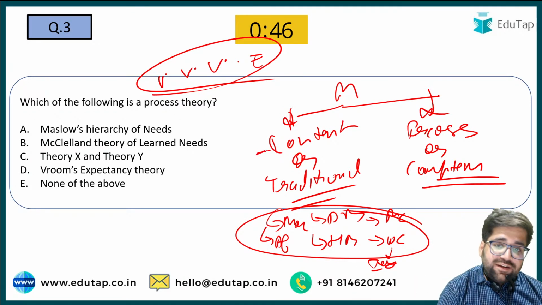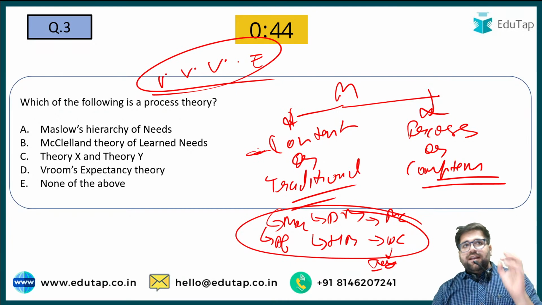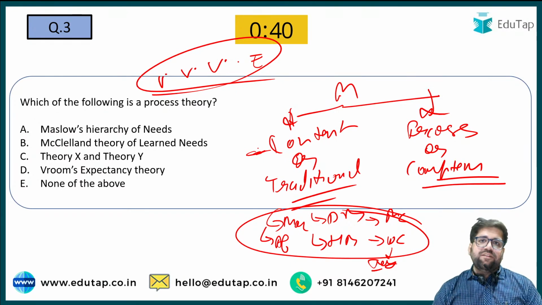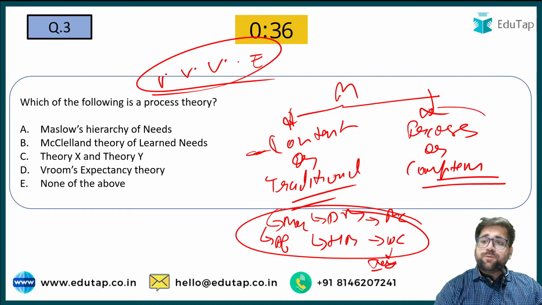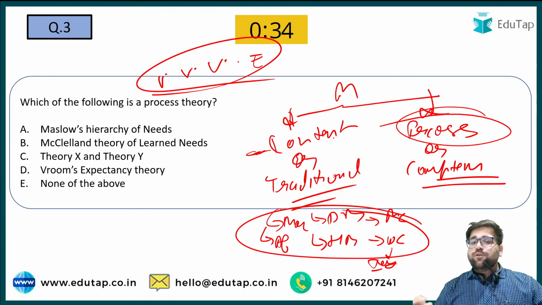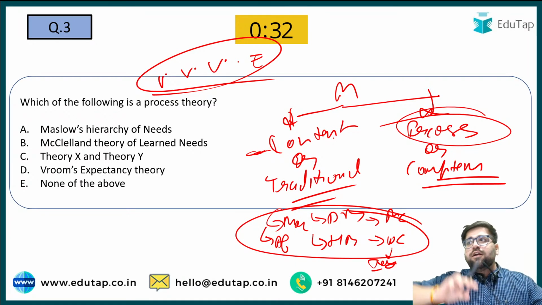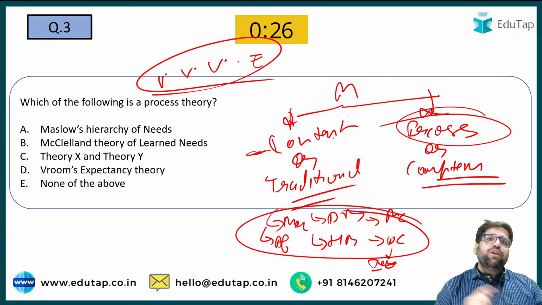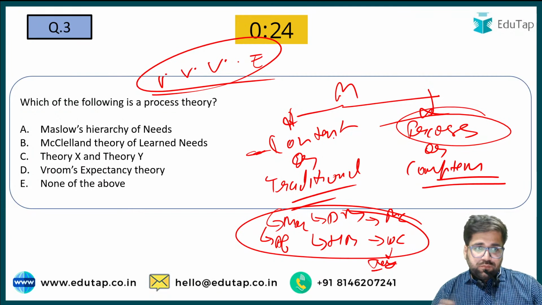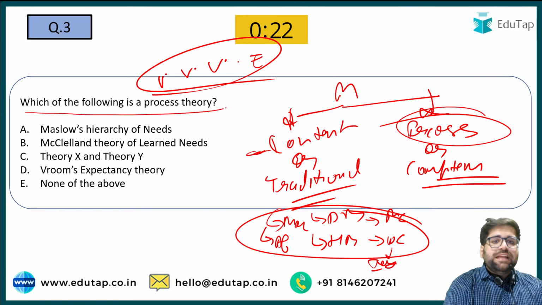Now what are content theories? Content theories of motivation say that we have to focus on a particular need, and then we will move forward to the next part of the motivation. Now what is process theory? Process theory doesn't focus on one particular need. They say that there is an overall process which works within a particular individual, and that process indeed motivates a person. So which of the following is a process theory?